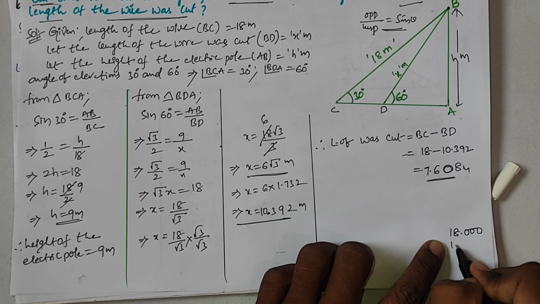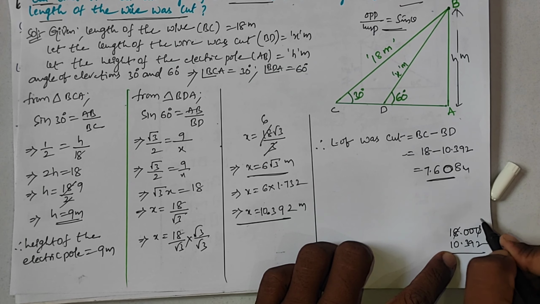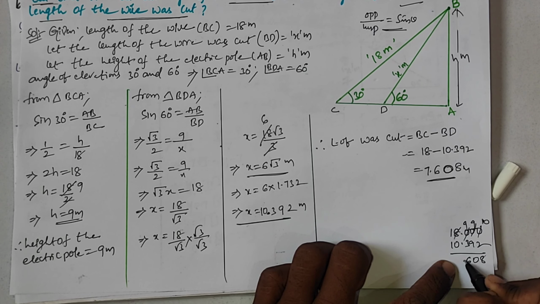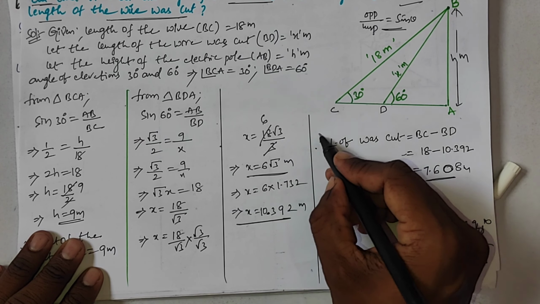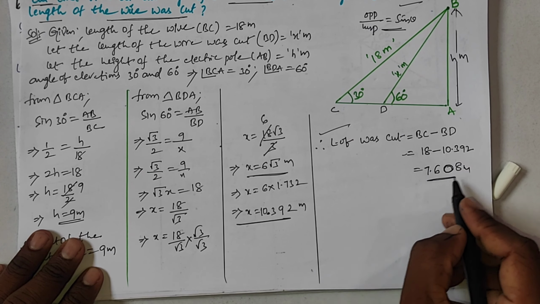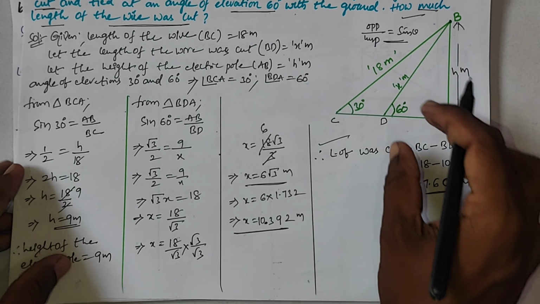Once again see here. 18.000 minus 10.392. Borrow from here. This becomes 10. 10 minus 2 is 8. Here 9. 9 minus 9 is 0. Here 9. 9 minus 3 is 6. This 7 minus 0 is 7. We got it, 7.608 meters. Therefore, length of wire cut is equal to how much? 7.608 meters. Okay.